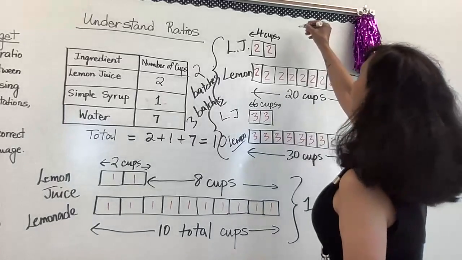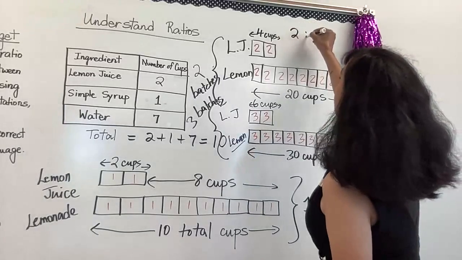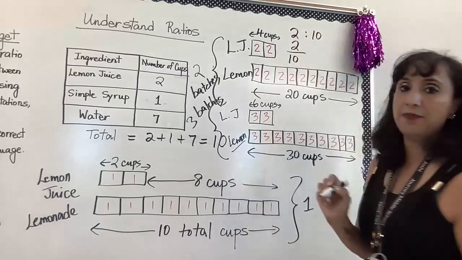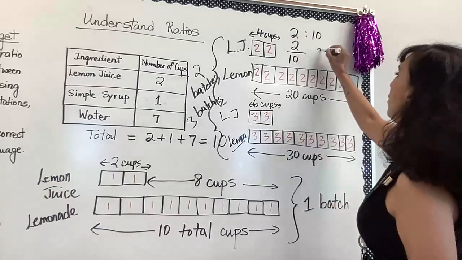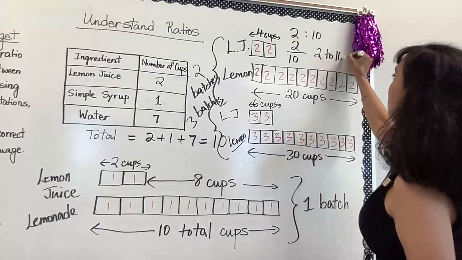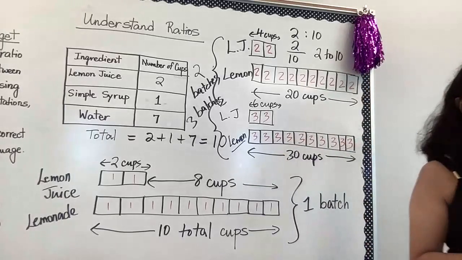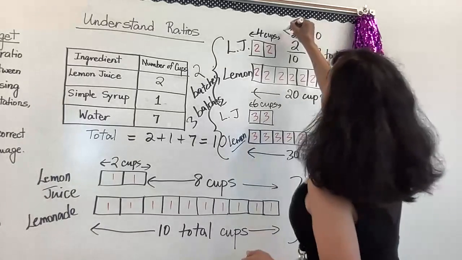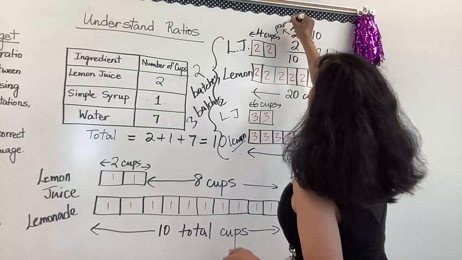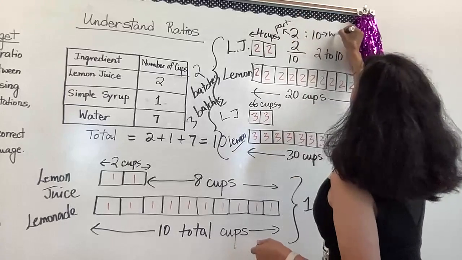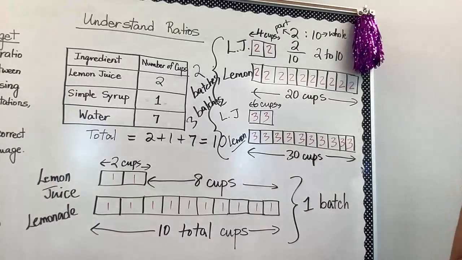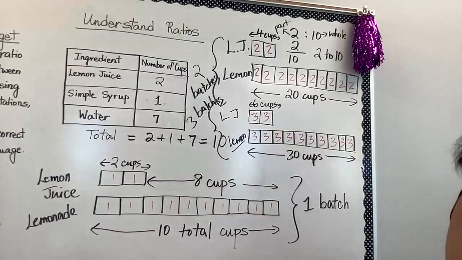And we've talked about the 3 different ways to write a ratio. I can write it as 2 to 10, I can write it as 2 over 10, or I can write it with a colon as 2 to 10. So these are my 3 ways that I can write a ratio. This is my part and this is my whole. So this is a part to whole ratio.